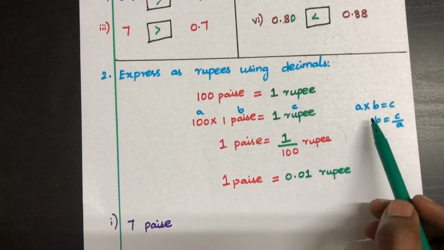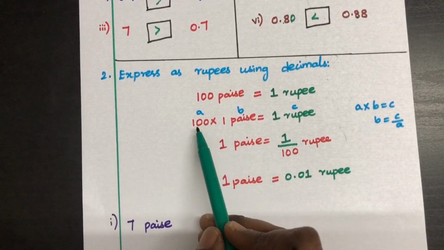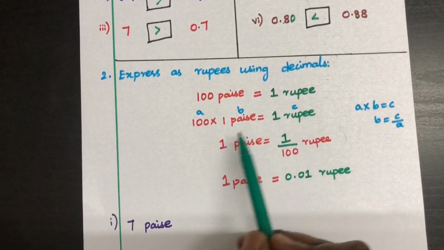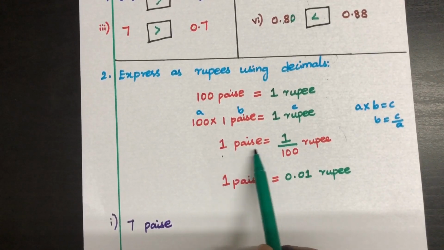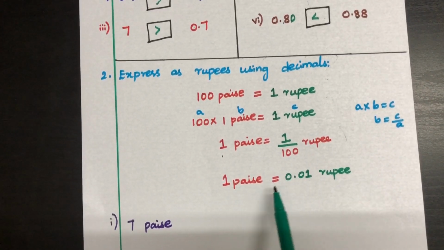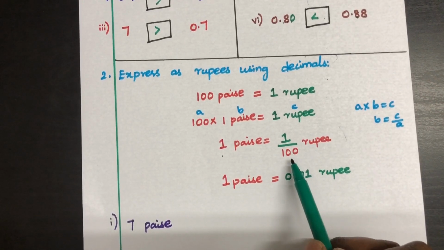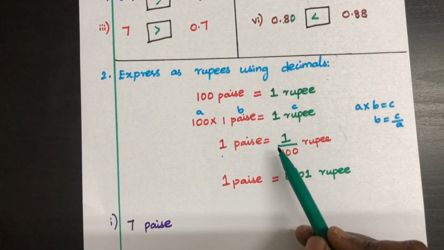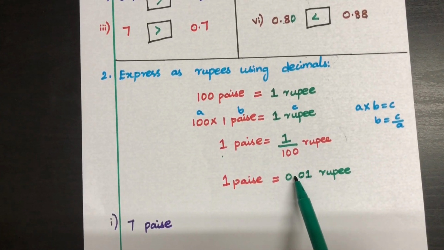Now as the formula we know, A into B is equal to C, so B is equal to C by A. So think of this 100 as A, 1 paise as B and 1 rupee as C. If you want to know the value of 1 paise in rupee, this 1 paise is equal to 1 by 100 rupee, that is 1 divided by 100. If you have zeros in the denominator, in the numerator the point will go towards the left. So 1 digit, 2 digits, we put the point here.